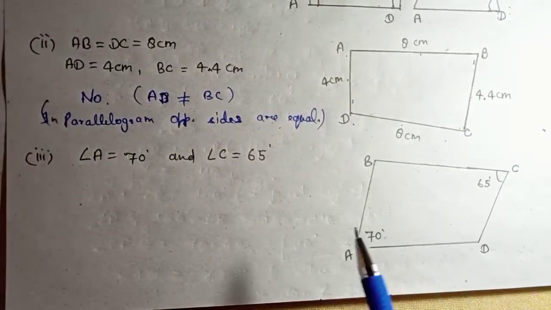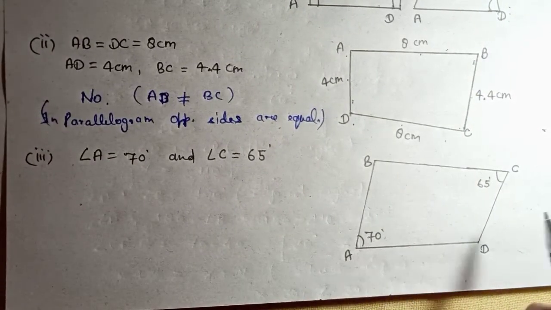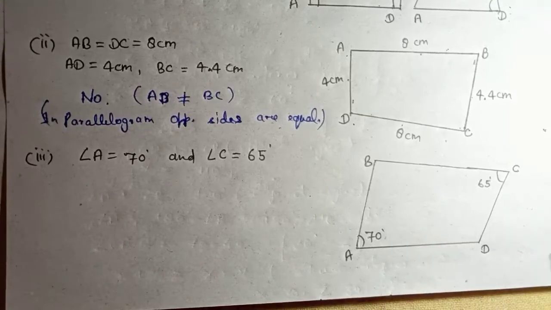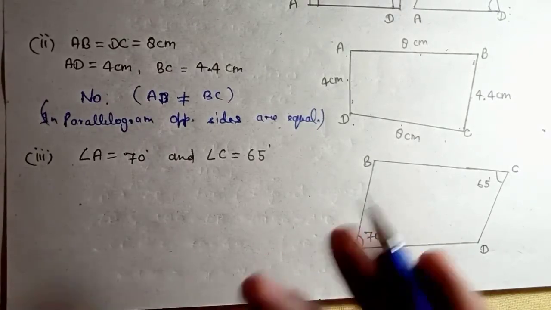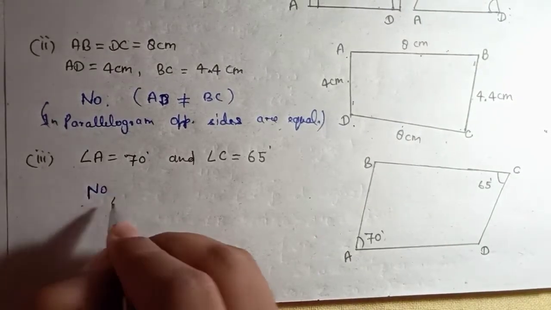Now we have this, angle A is equal to 70 degree and angle C is equal to 65 degree. And you know what, in case of a parallelogram, opposite angles are equal. So it is not a parallelogram, right here, no.